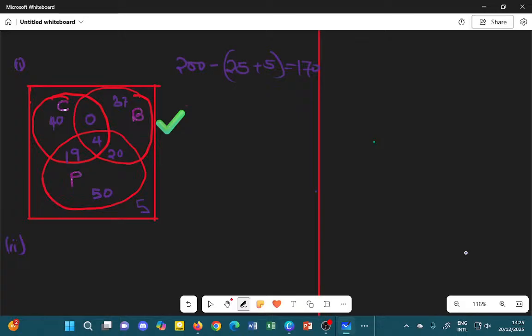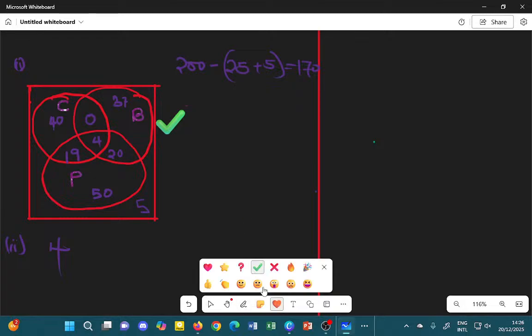Roman 2 here, number of persons that liked all the 3 attributes. We see there are 4. We just look in the Venn diagram and we see that there are 4. 4 is the intersection. It is the number of people that is common to branding, color, and packaging. Then Roman 3.